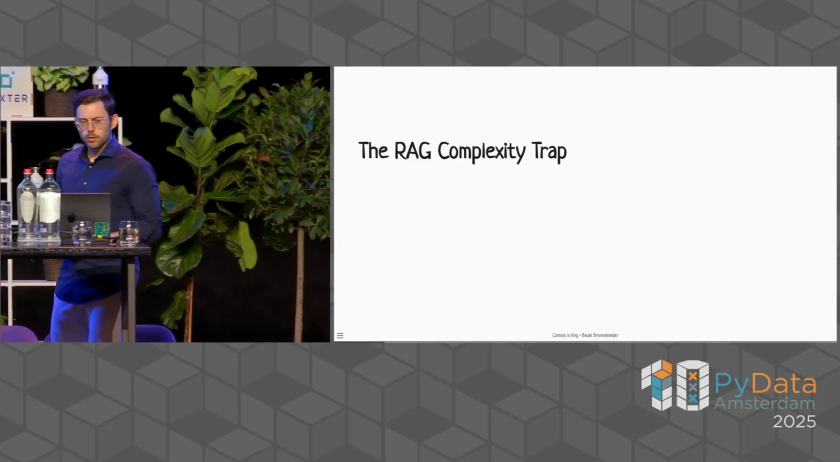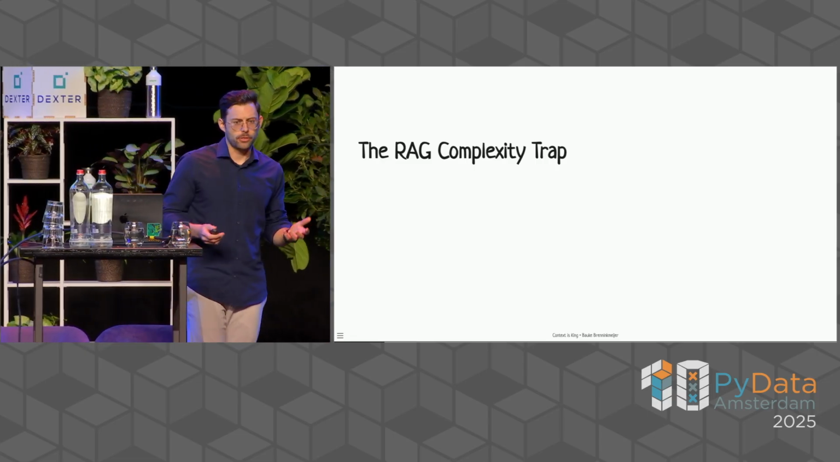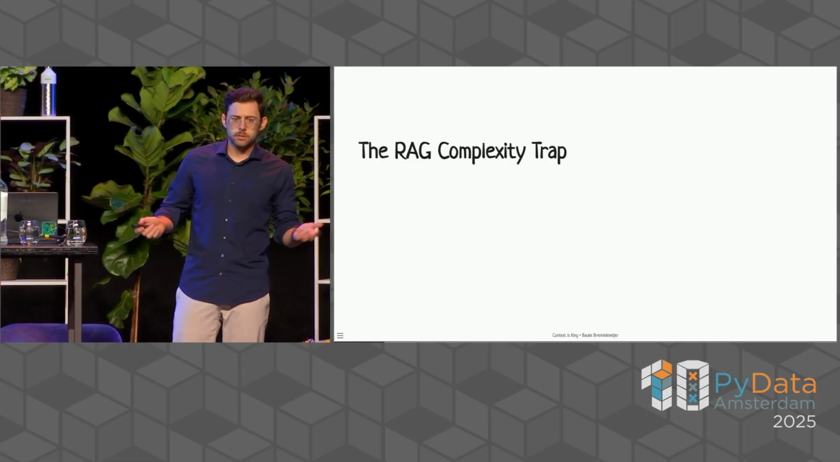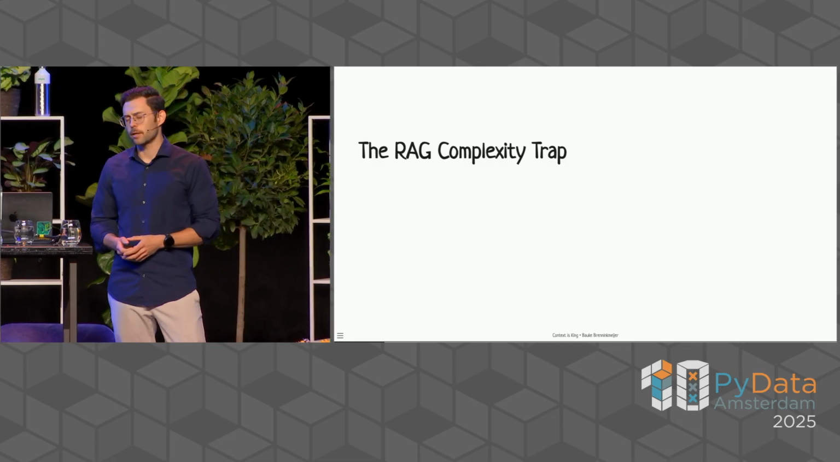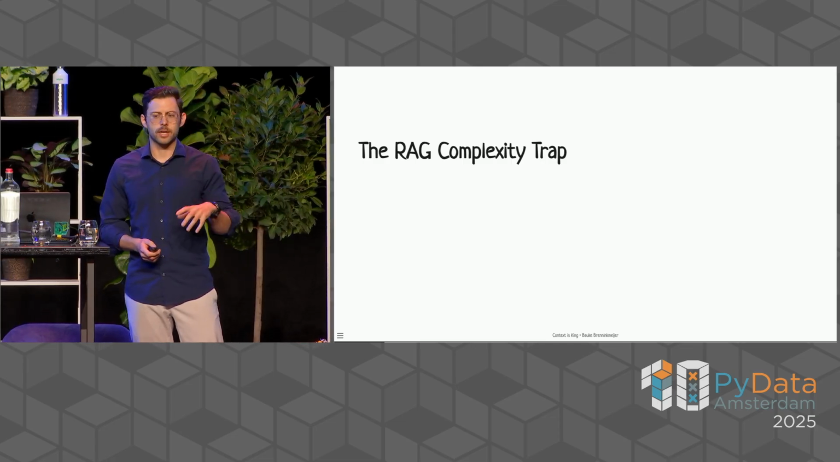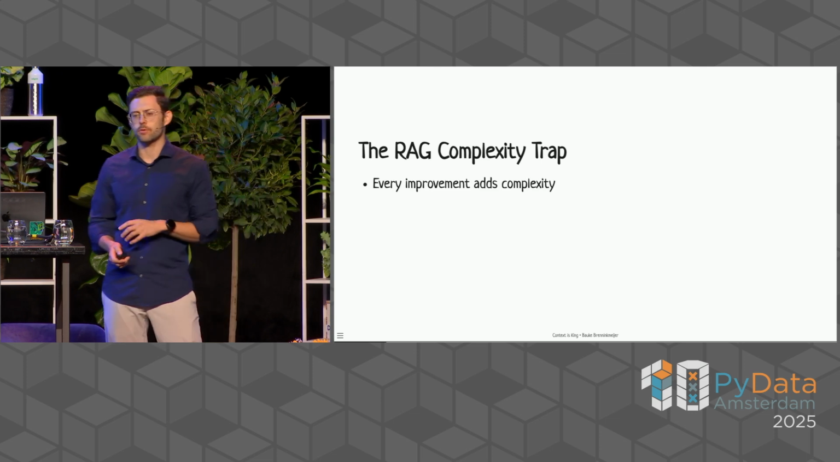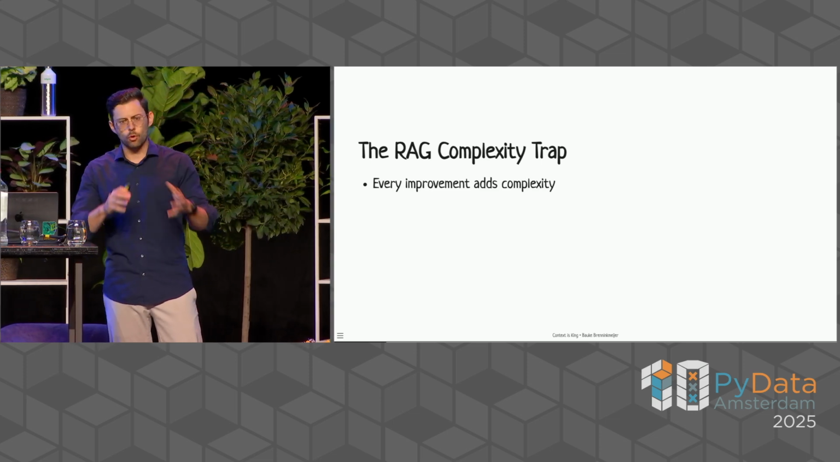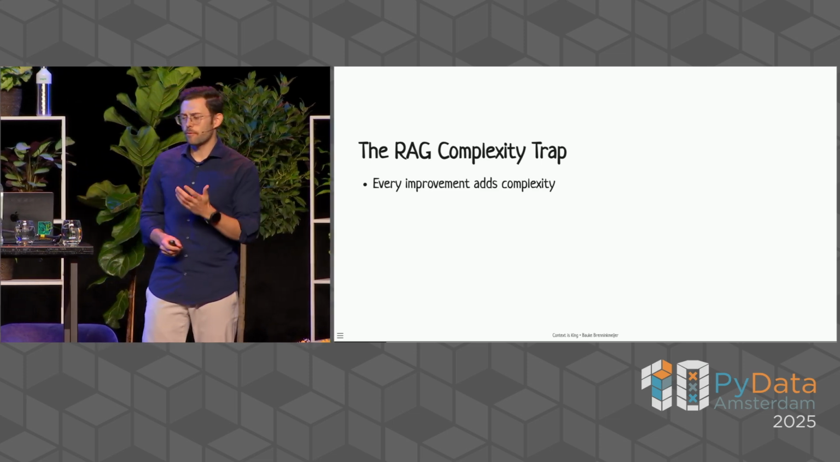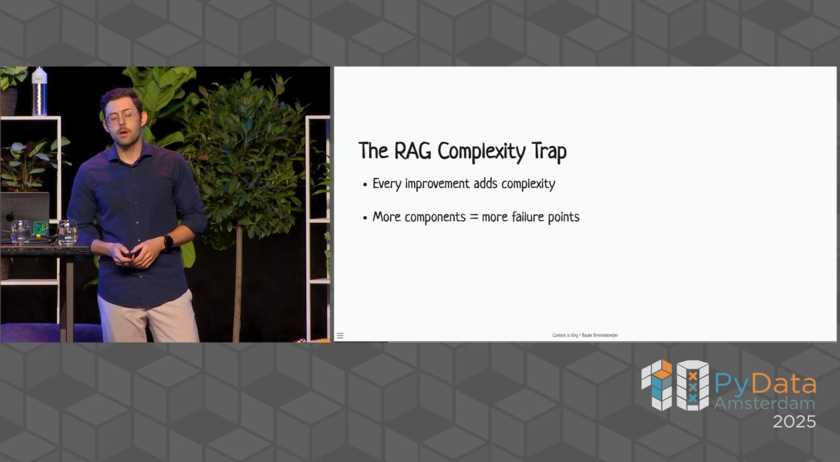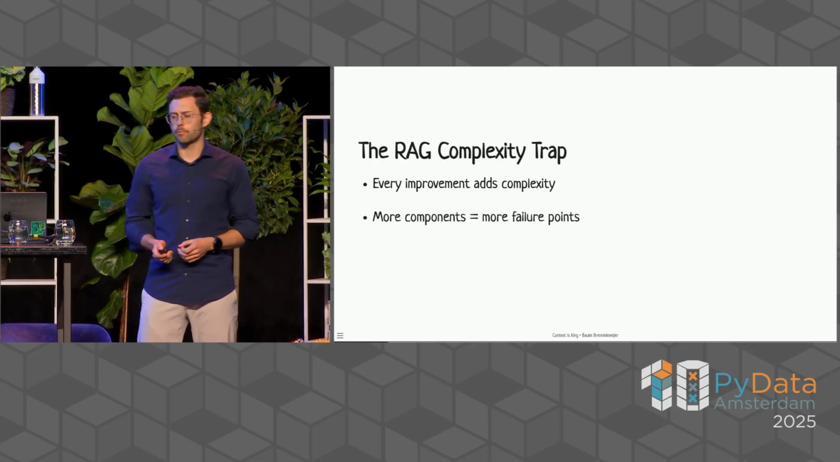Because RAG is a complex method. Basic RAG is, as the name states, pretty basic. But if you want a RAG system that actually works well, performs well, finds the things that you have, often you need to add a ton of more complex components in there. So every improvement adds complexity. More components means more failure points.